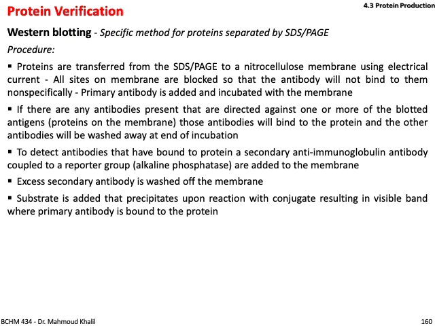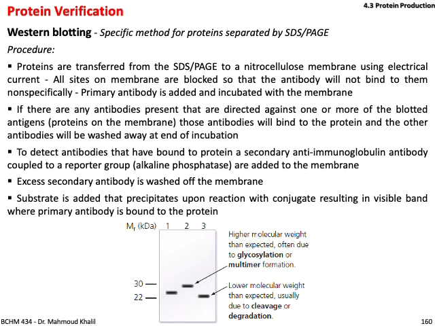the incubation. That means if you got your protein of interest and you incubate with the primary antibody, it will bind. If there is no protein, the antibody will not bind. To detect the antibody that has been bound to the protein, a secondary antibody coupled with a reporter, usually alkaline phosphatase, is added to the membrane. Excess secondary antibody is washed off the membrane. Then the substrate is added to this antibody, which is linked with the alkaline phosphatase reporter group. Upon reaction, a signal, a visible band, will appear indicating the presence of the antibody.